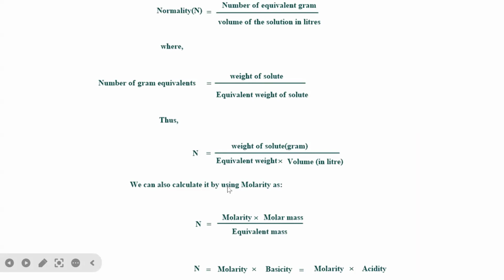We can also calculate it by using molarity. Normality is equal to molarity times molar mass all over equivalent mass. Or normality can be molarity times basicity, or molarity times acidity. So these are some of the formulas that can be used in calculating normality. As we are doing this video, we are going to look at some of the questions and how we can actually apply some of the formulas to get the answer.